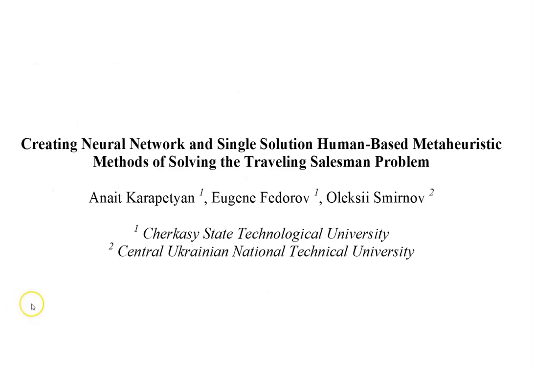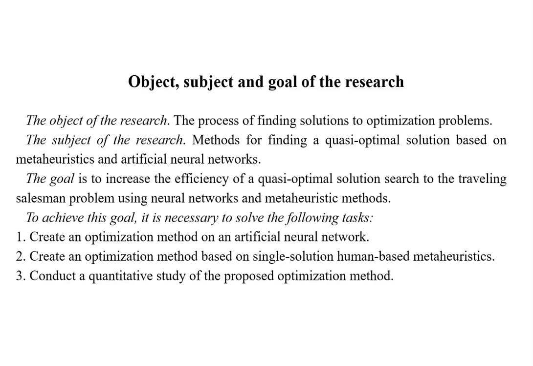Creating neural network and single-solution human-based metaheuristic methods of solving the traveling salesman problem. Object, subject, and goal of the research. The object of the research: the process of finding solution to optimization problems.